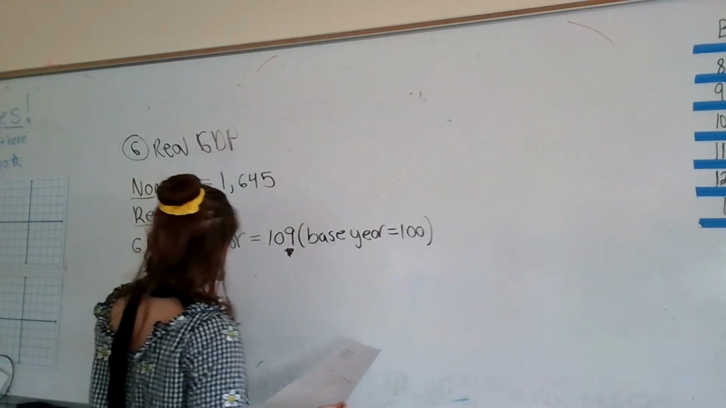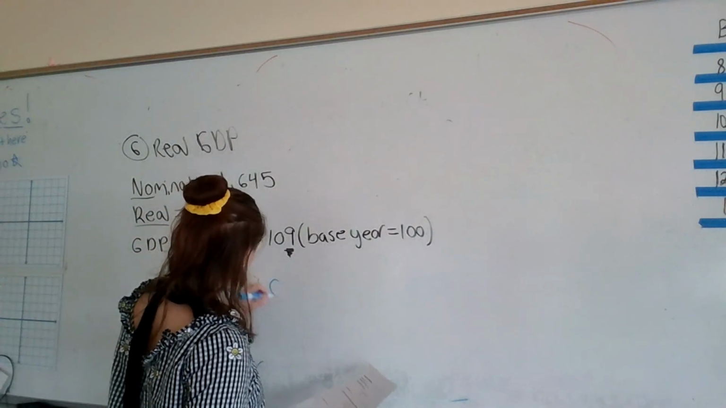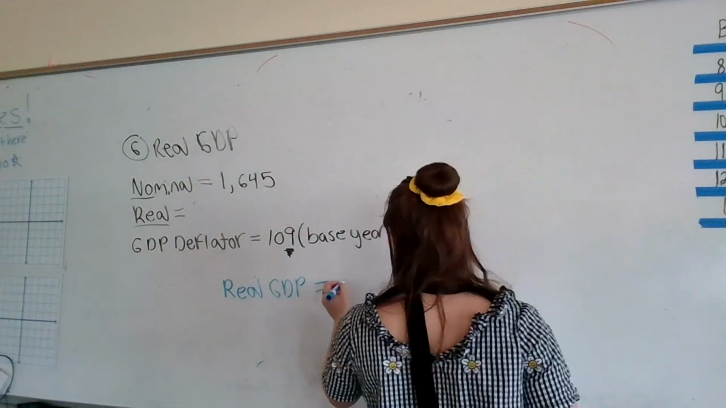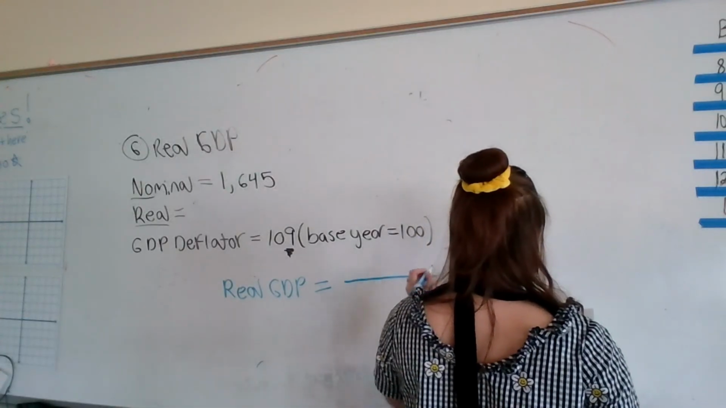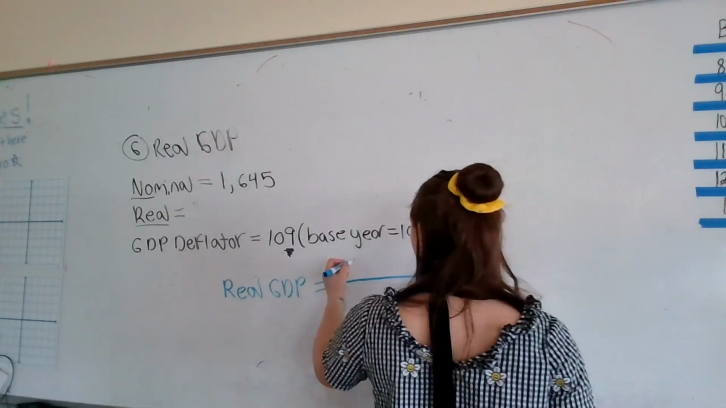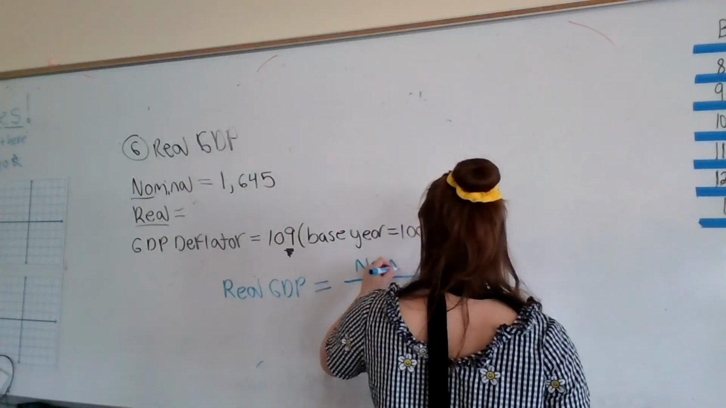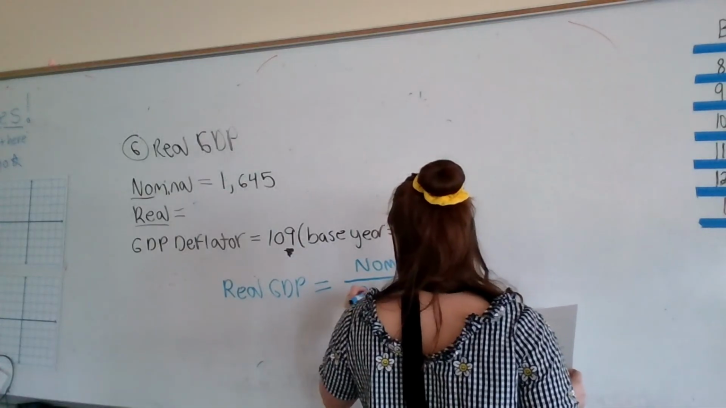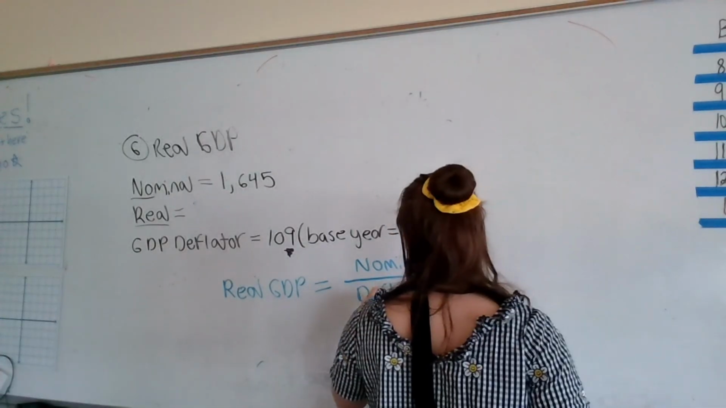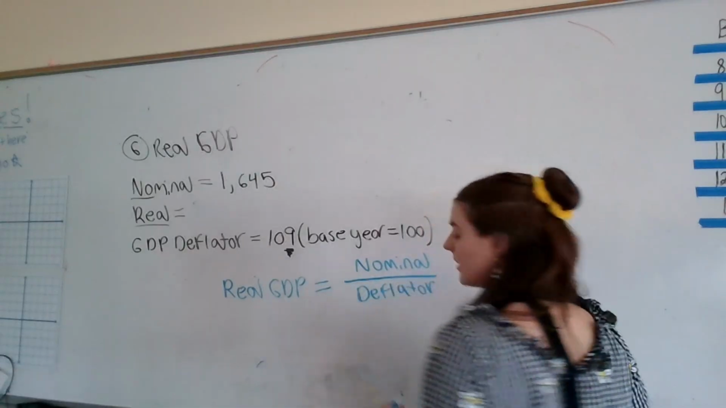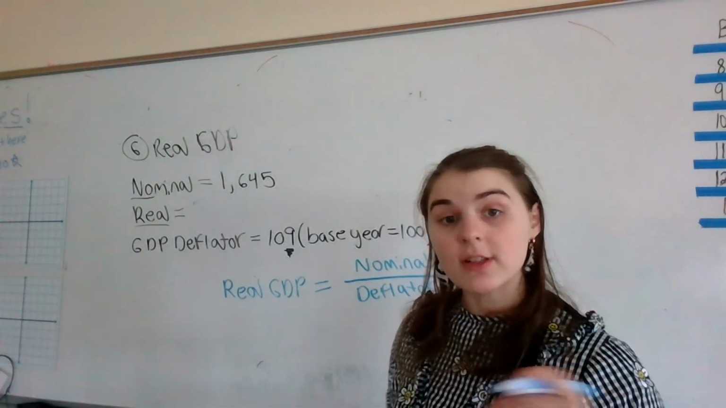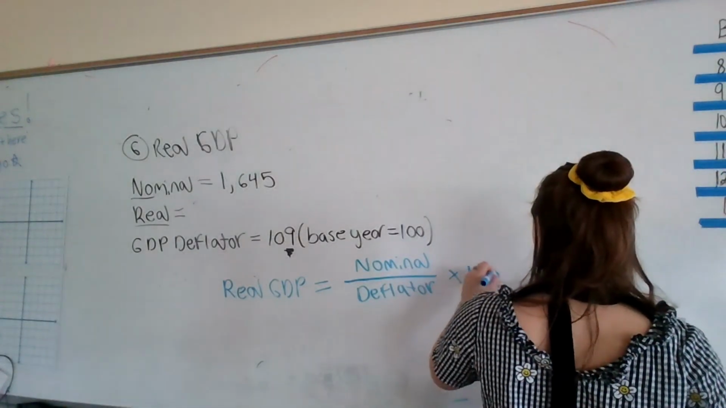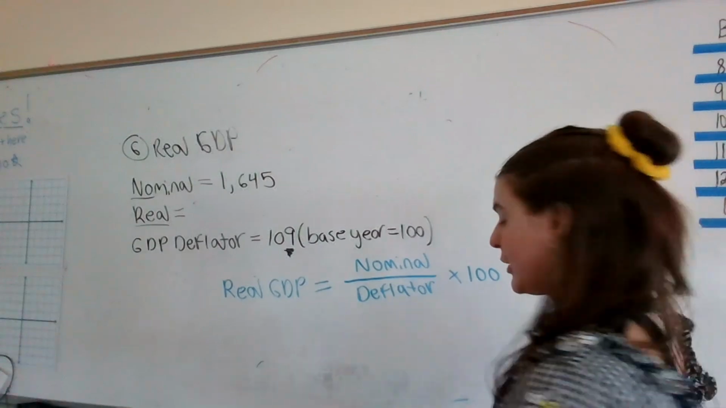So real GDP is equal to our nominal over our deflator. Remember, sometimes we call this deflator in later chapters our price index. Price index and our deflators do pretty much the same exact thing. And then we multiply by 100 so we can get that percent interpretation.